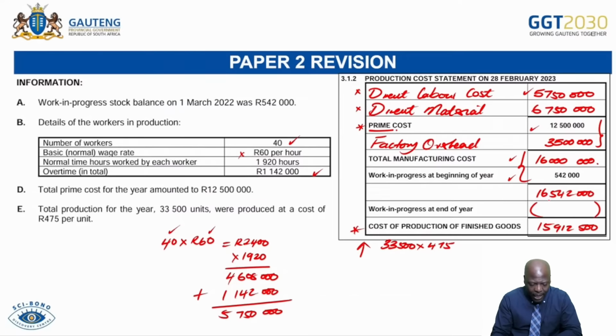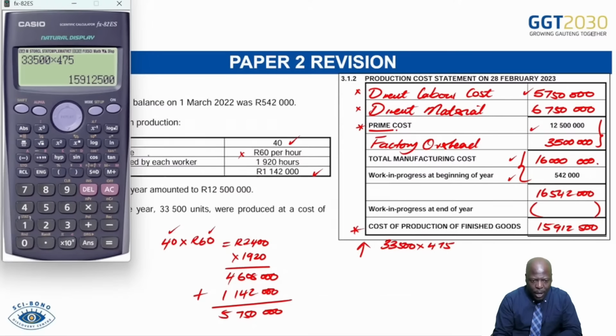That becomes your work in process. So if you come and you say you're 15 million, you can even subtract the 16 million, which is 16,542,000.